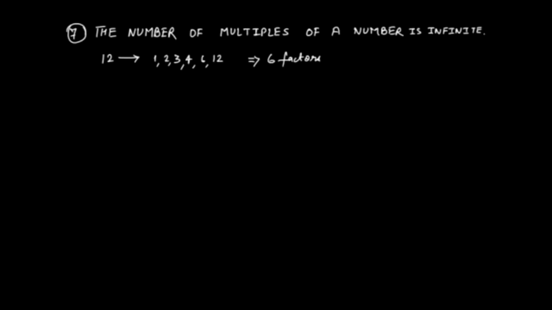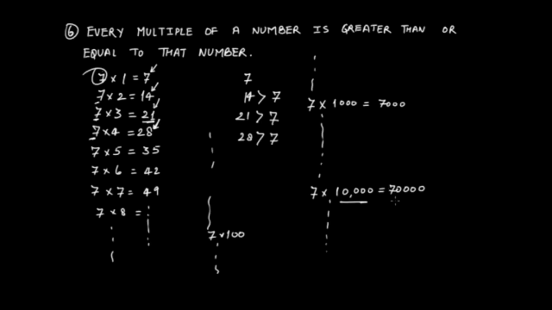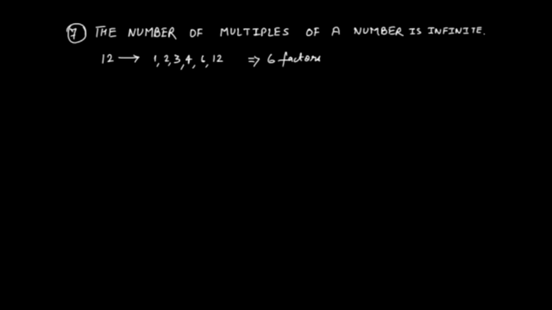So that's what it's saying, that the number of multiples of a number is infinite, because it would be 70,000, then 70 lakhs something, then more than that. Okay, so that's infinite. You cannot count the multiples of any particular number.